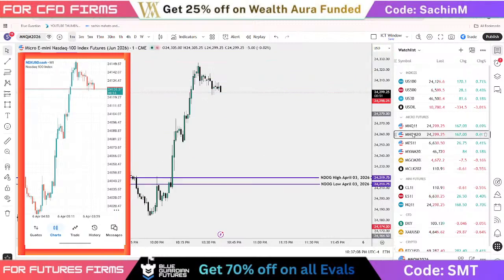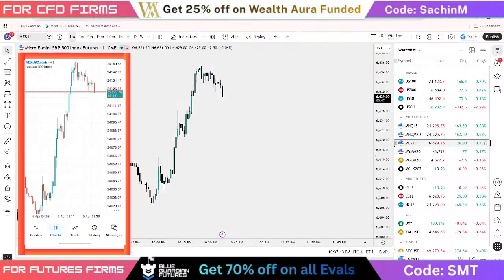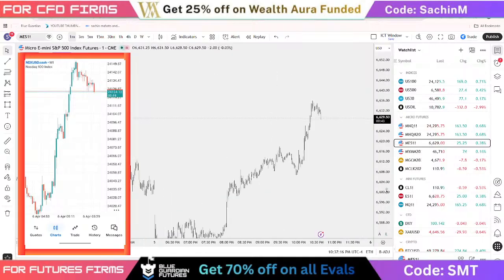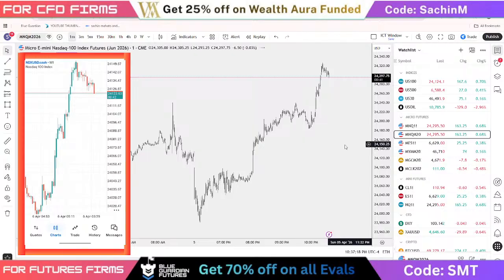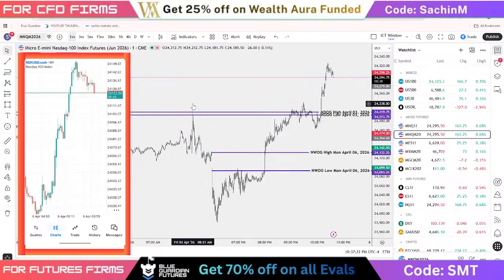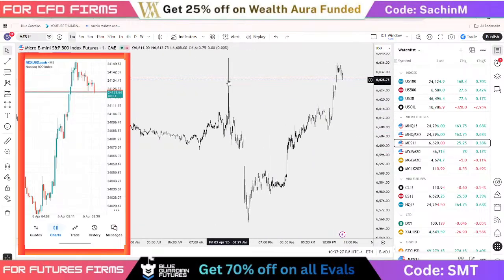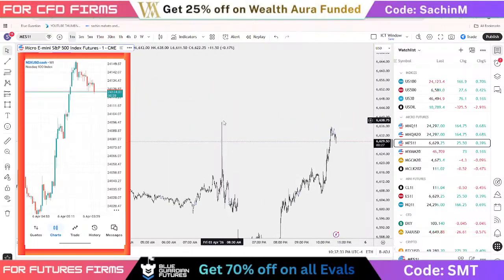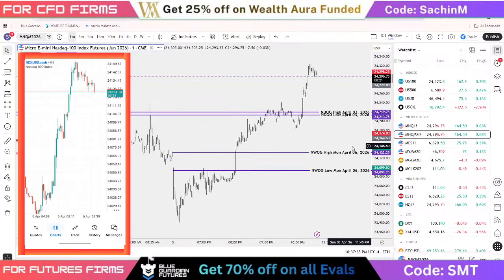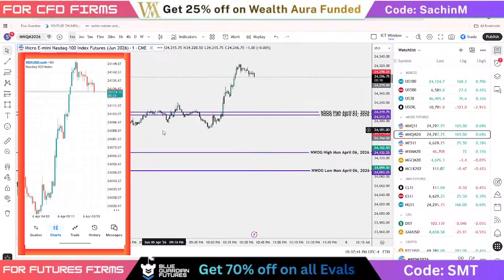MNQ is trying to move lower as well. MES is coming down as well. The MNQ has taken out the high of this April 3, 331 candle. MES has now taken out this April 3, 330, whatever this candle is. So there is SMT, so the market can come up again after taking out this liquidity or this liquidity here. So I will be looking for longs on MNQ as well.